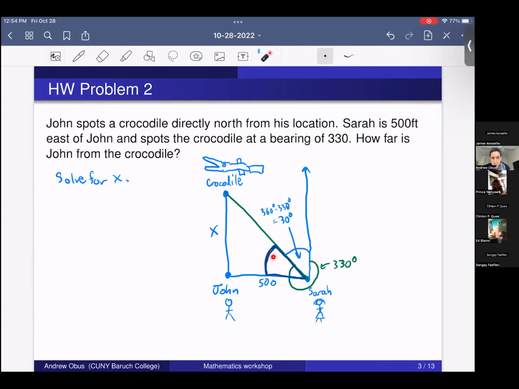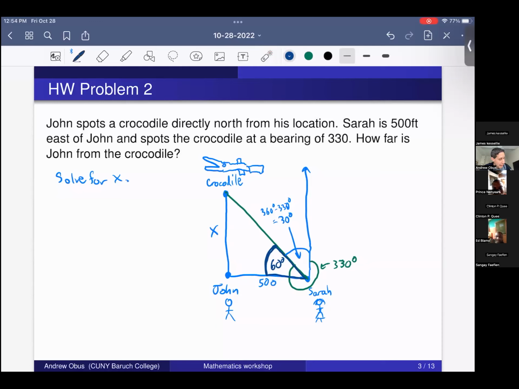Yeah, we can use the interior angle formula. We say A plus B is equal to 180, and we have the value for 30. Well, it's not going to be 180, right? Because this is a right angle. So it's going to be 90, right? So exactly. So what we're going to have is 60 degrees.